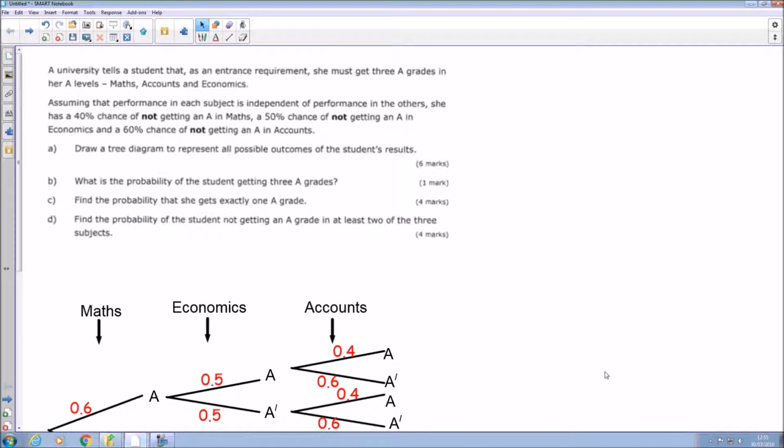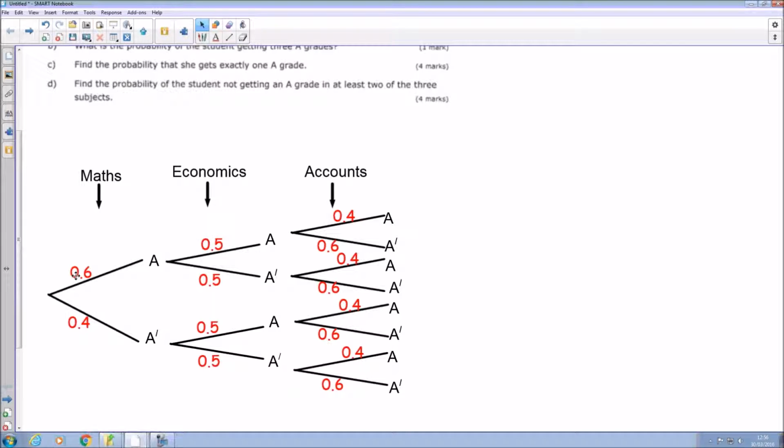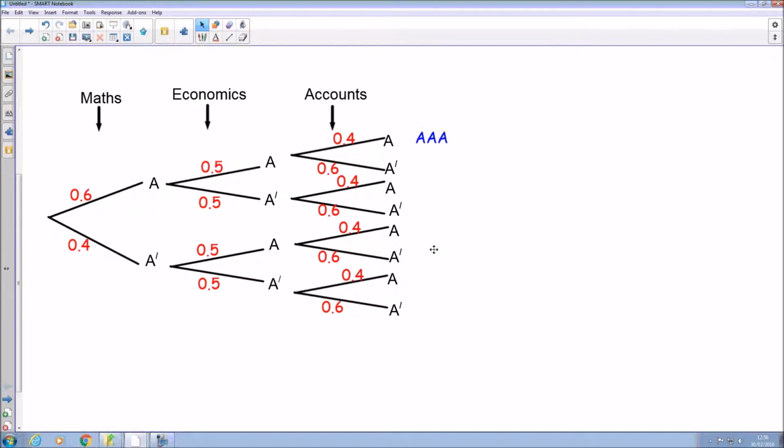Now we need to get the probability of a student getting 3 A grades. There is one way of doing this: an A in maths, an A in economics and an A in accounts. We multiply those 3 probabilities together, 0.6 times 0.5 times 0.4, and we get 0.12.